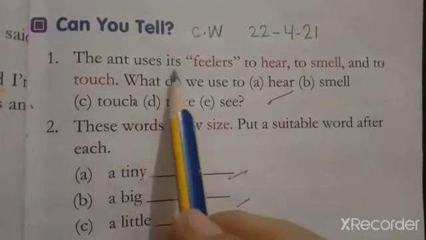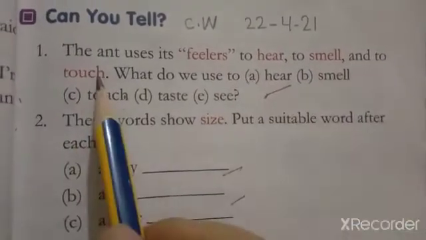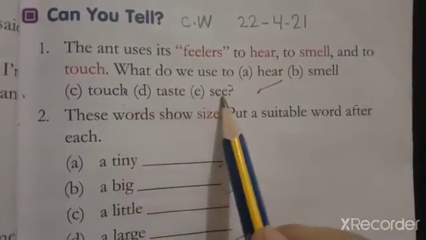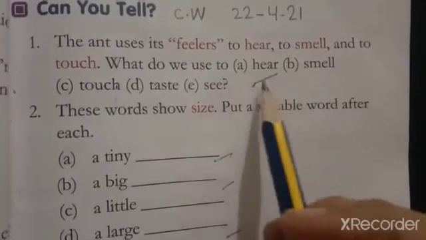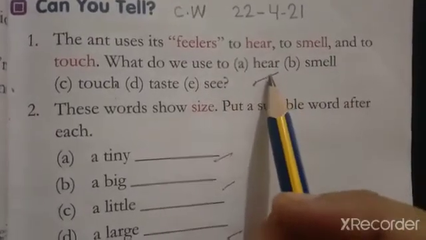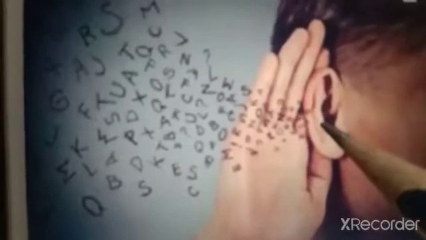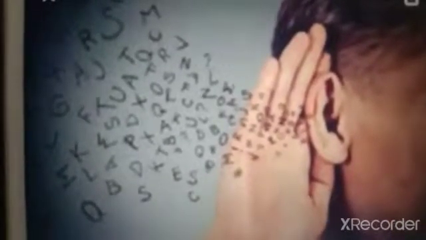The ant uses its feelers to hear, to smell and to touch. What do we use to hear, smell, touch, taste and see? Now here are five senses; we have to tell what we use for each. Okay, we hear with what? Look here in this picture, the man is hearing with his ear. Yes, you have to write here EAR, ear.